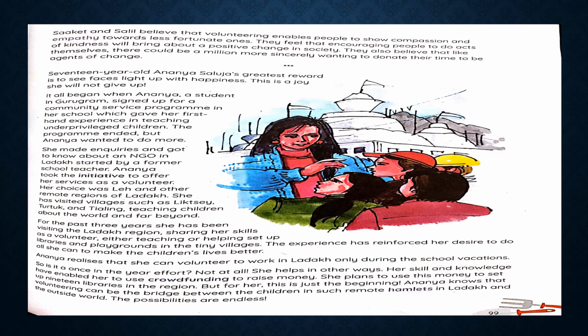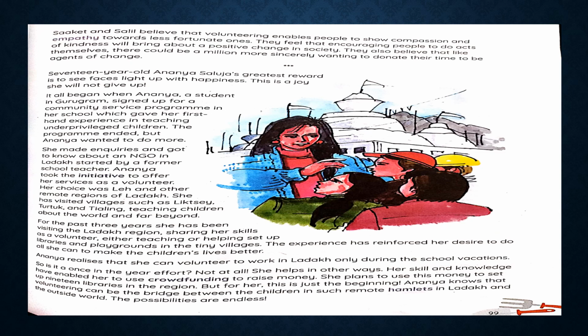So here is a 17-year-old girl. Her name is Ananya Saluja. And the only thing and the greatest happiness for her is to see other people smile. And no matter what, she is never going to give up on this. How does she make other people smile? Let us see. It all began when Ananya, a student in Gurugram, signed up for a community service program in her school, which gave her first-hand experience in teaching underprivileged children.